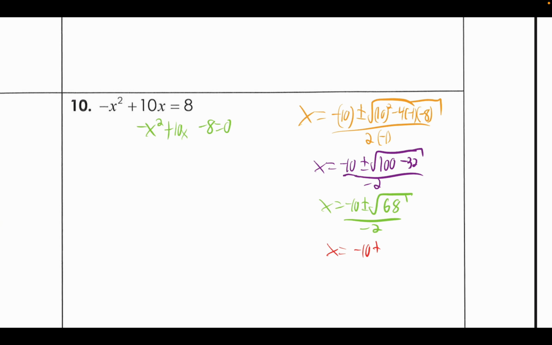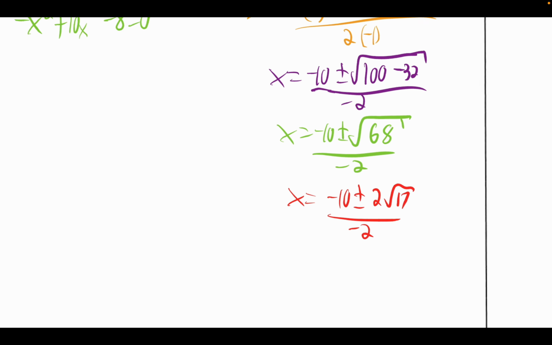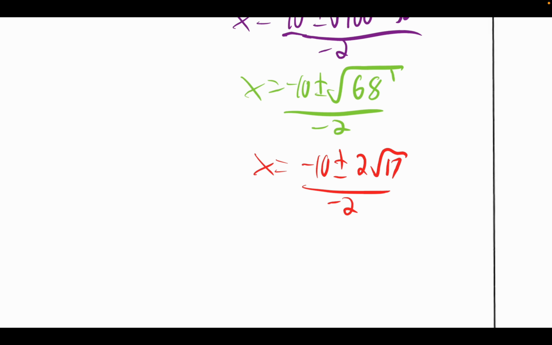Square root of 68 is the same thing as the square root of 4 times the square root of 17, so I'm going to call it 2 square root of 17. And negative 10 and 2 reduced by negative 2. And once again, the negative here ends up being redundant with that plus or minus, but we still definitely need to take it into account with those. And so we get 5 plus or minus square root of 17.